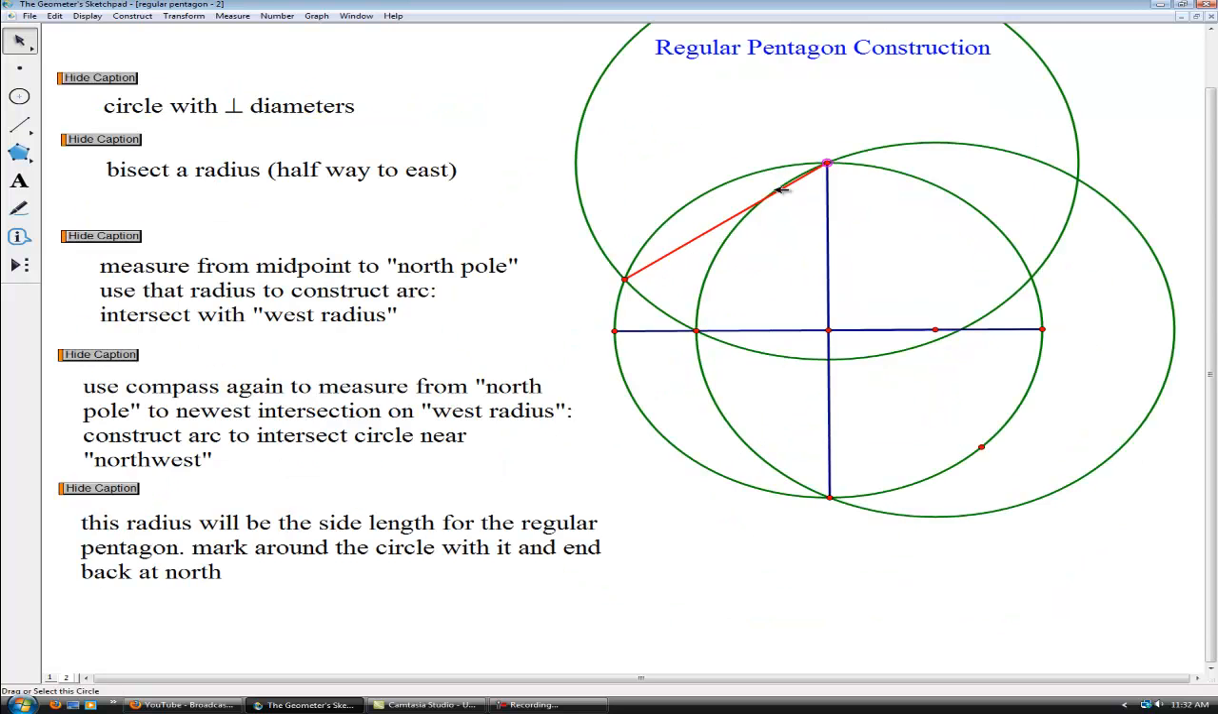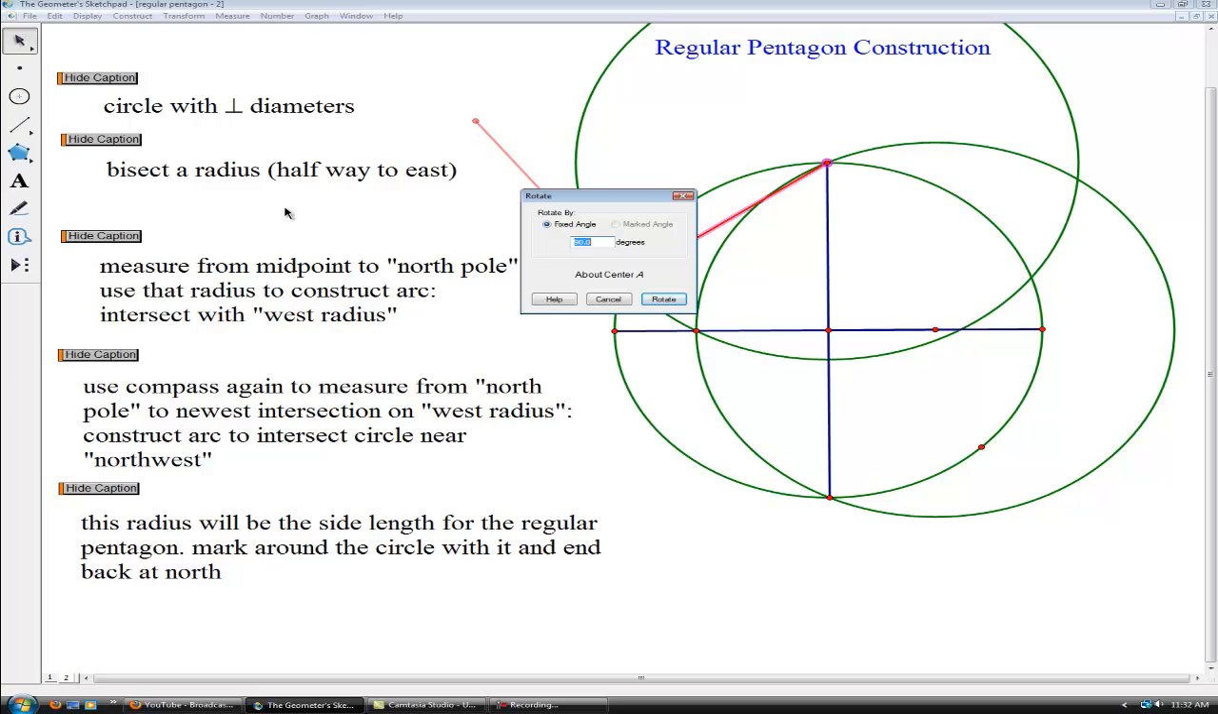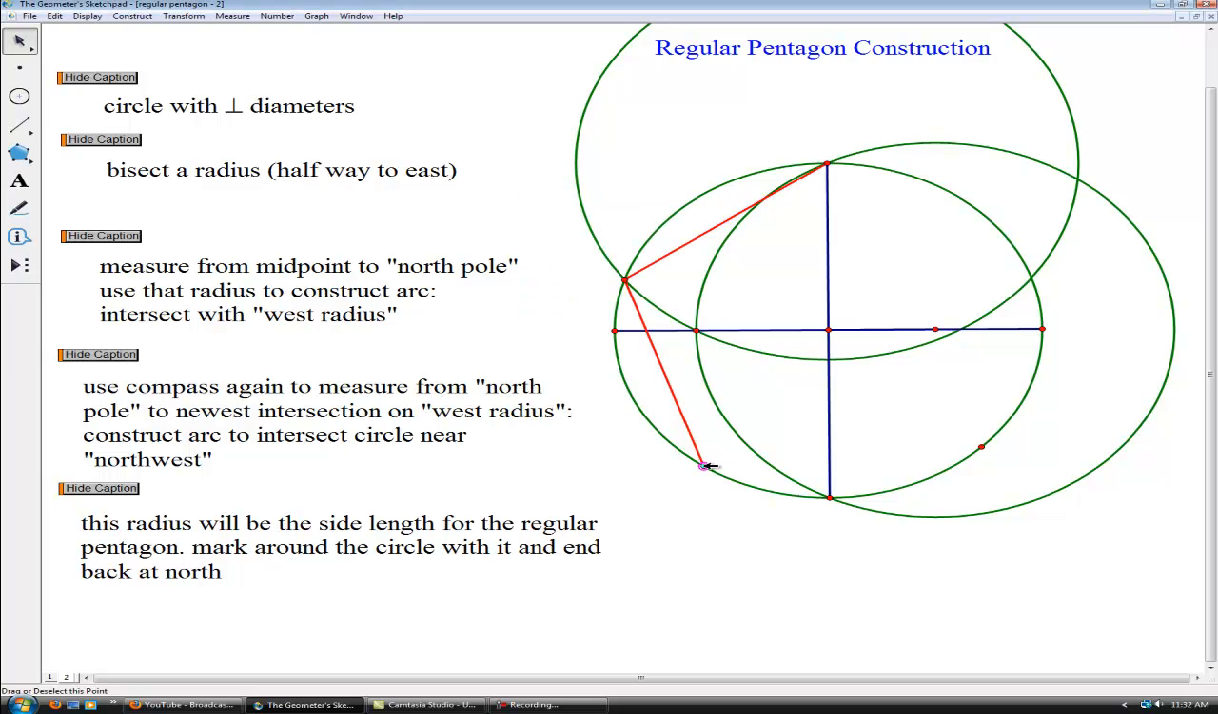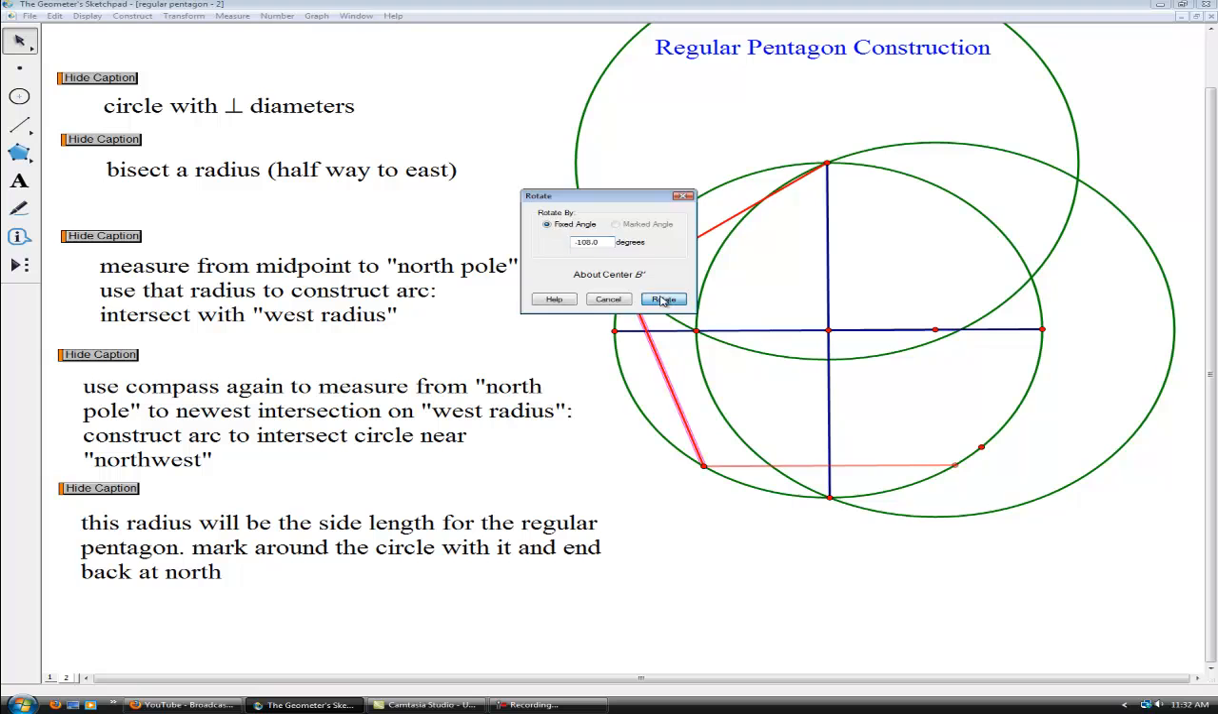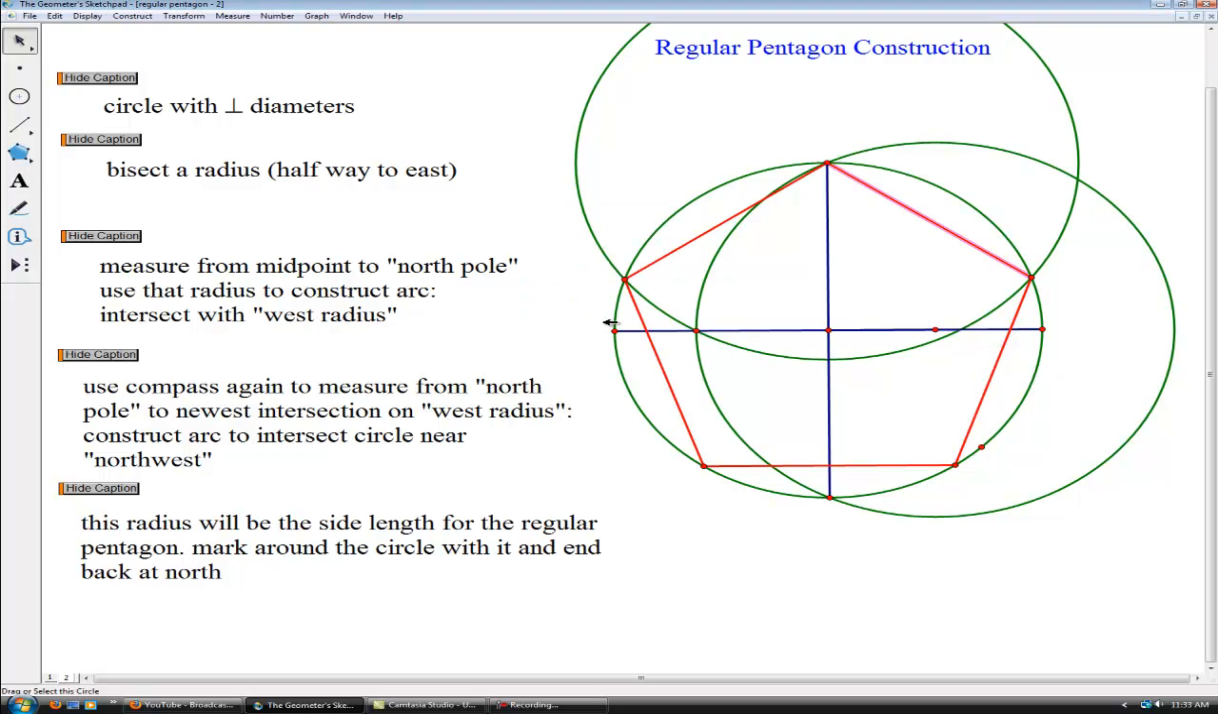So let's rotate this point and this side length, and we're going in a clockwise direction. So clockwise are negative angles, and we want it to be negative 108, and this is my new center point. And I'll rotate this and this 108, and I'll do it 2 more times. And there's our regular pentagon.